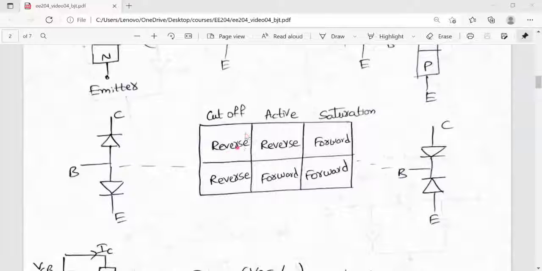If both diodes are reverse biased, then the mode of the transistor is cutoff. If the top one is reverse biased and the bottom diode is forward biased, then it is active mode, and if both are forward biased, then it is saturation mode.